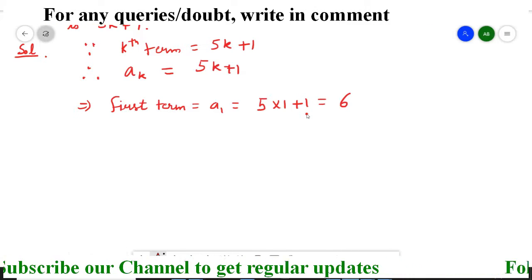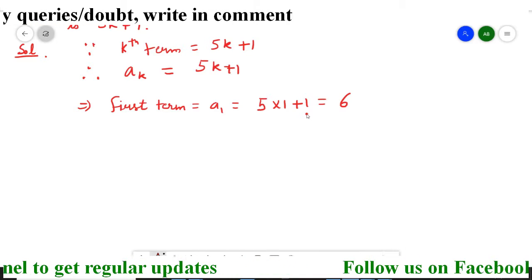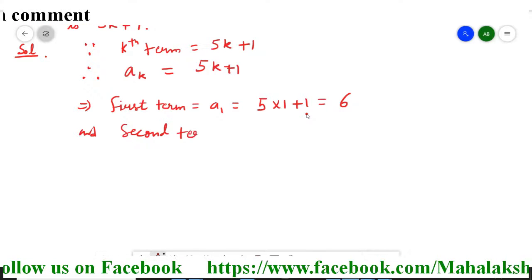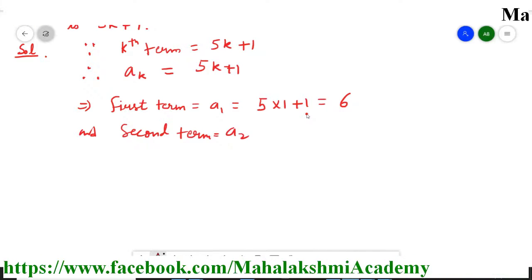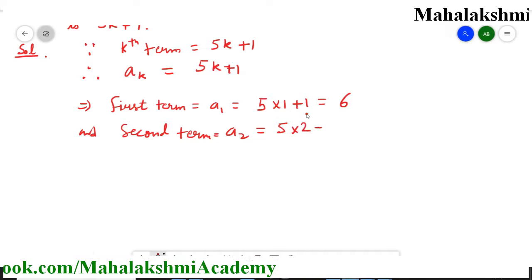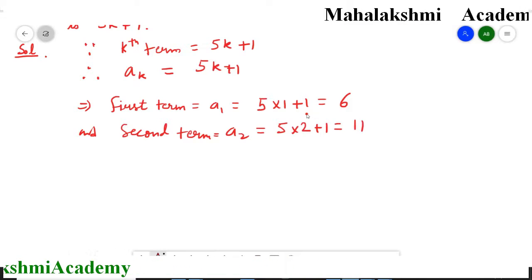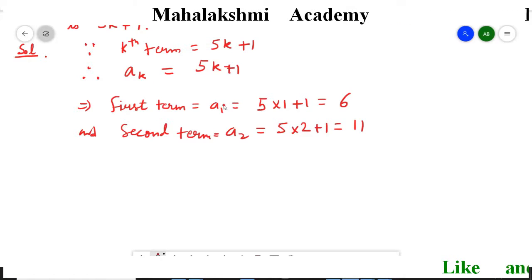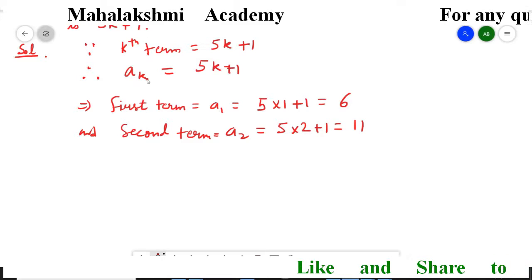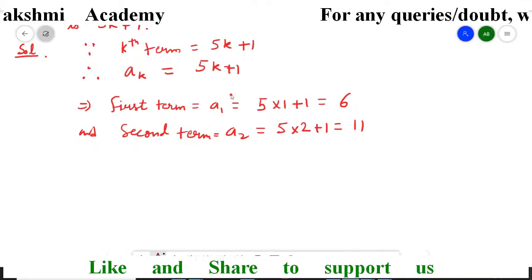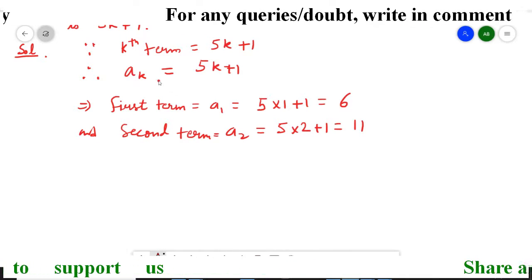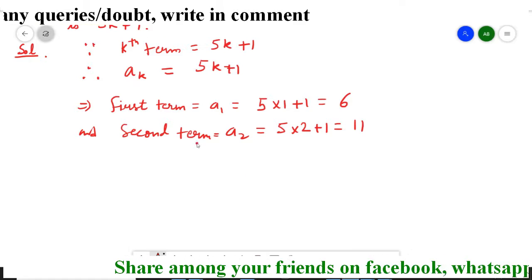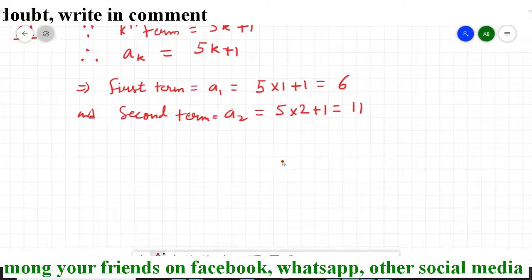And we need the common difference. For common difference we need the second term also. So second term is A2, which is equal to 5 multiplied by 2 plus 1, which is 11. So what we have done is, AK is available to us. Wherever k is there, when we calculate the first term, instead of k we write 1, and when we calculate the second term, we replace k by 2.